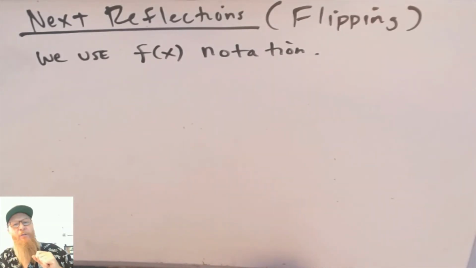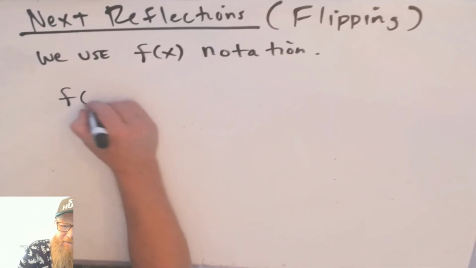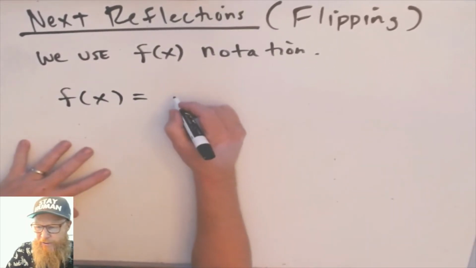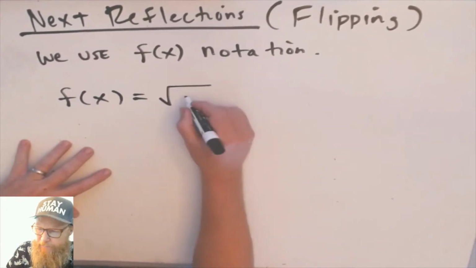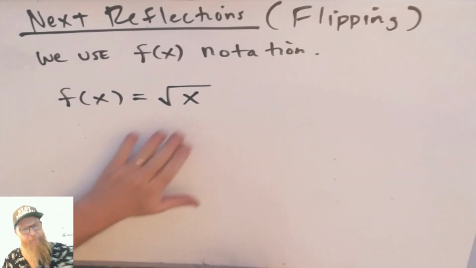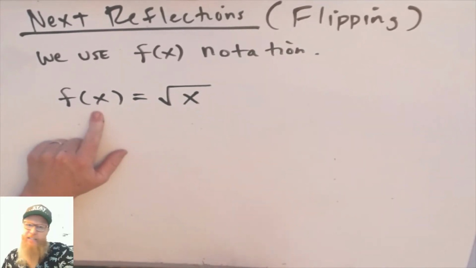So suppose you have the function f of x equals, which one should we do? Let's do the square root again. I know I've already done one with the square root, but when we're talking about reflections, square roots are the best one to look at. All right. So remember, f of x is just a fancy way of saying y.